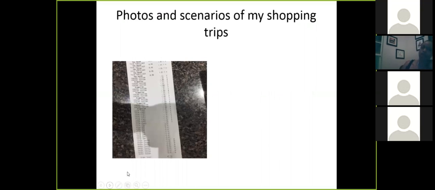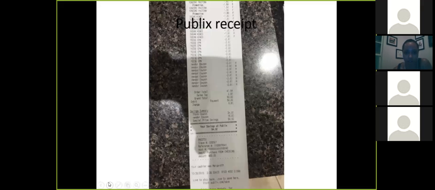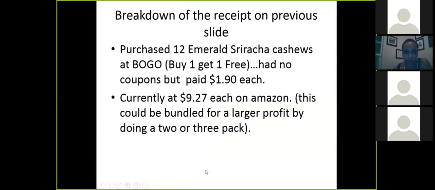So I'm gonna get down to the meat of it. I'm sorry I didn't make this bigger, guys, but that's okay. We get the drift. Okay. So these are just some photos of my shopping trip. The next slide, I'll explain to you exactly what's happening here. So, okay, here we go.